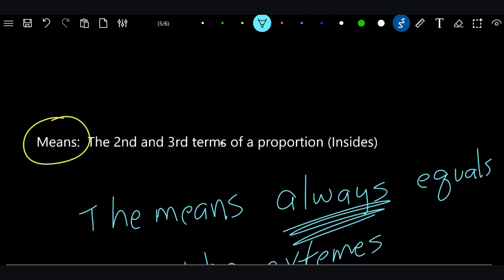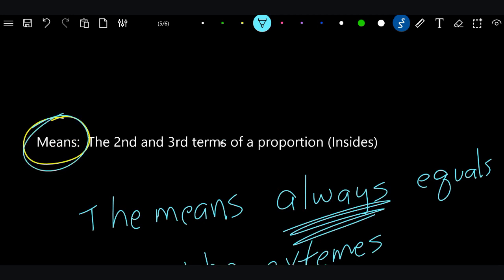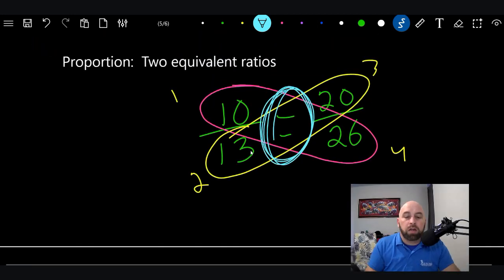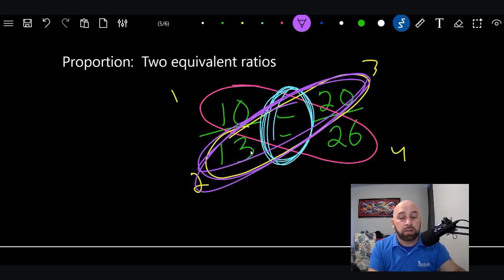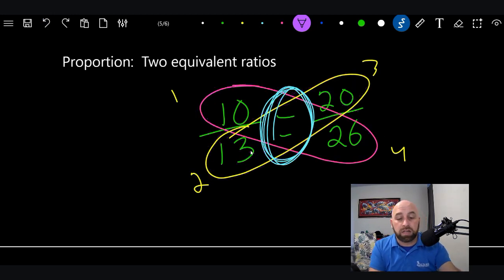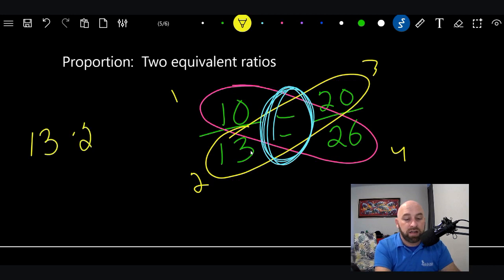What does that mean? You see what I did there? You're not laughing at my joke. I'm sorry. All right, I'll move on. So what does it mean? If I multiply our means and multiply our extremes, they're going to equal each other. Let's check it out. The yellow two, that's the means: 13 times 20 is supposed to equal the green ones, 10 times 26.